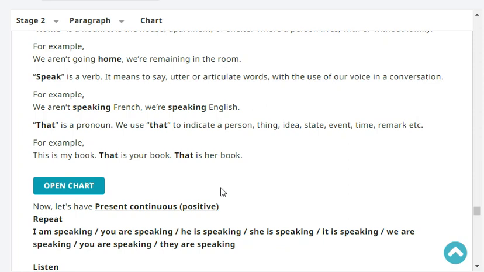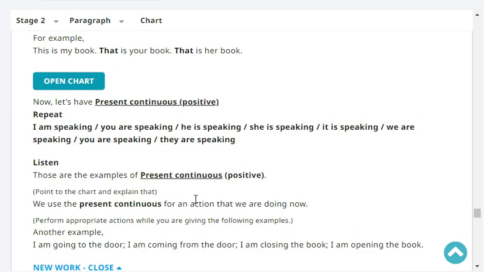The word that is a pronoun. We use the word that to indicate a person, thing, idea, state, event, time, remark, etc. For example, this is my book, and that is your book. Okay, very good. Okay, so now that's present continuous, so it has different types.